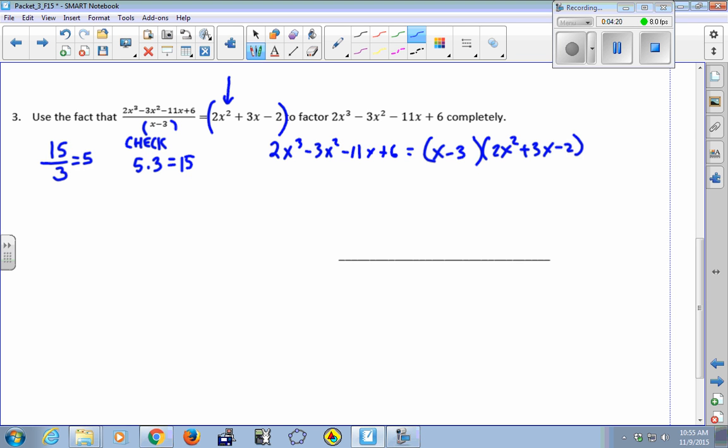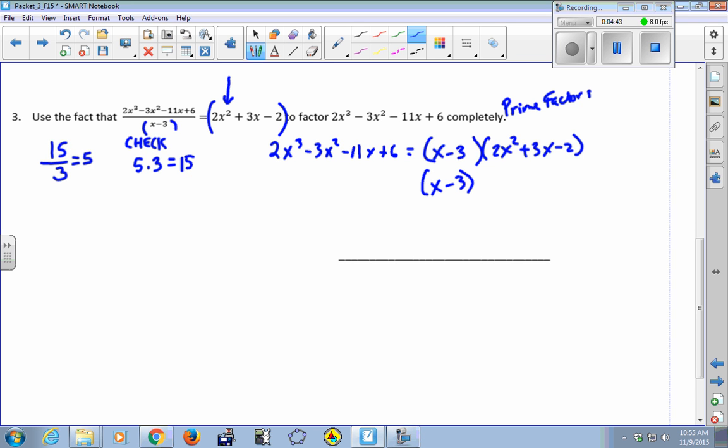You've taken this polynomial, which is just a bunch of terms, pieces of adding and subtracting, and you've made it into a multiplication problem. That means you have factored it. Your instructions say to factor it completely. When you see completely, that means prime factors only. That's what completely means. Well, x minus 3 is prime.